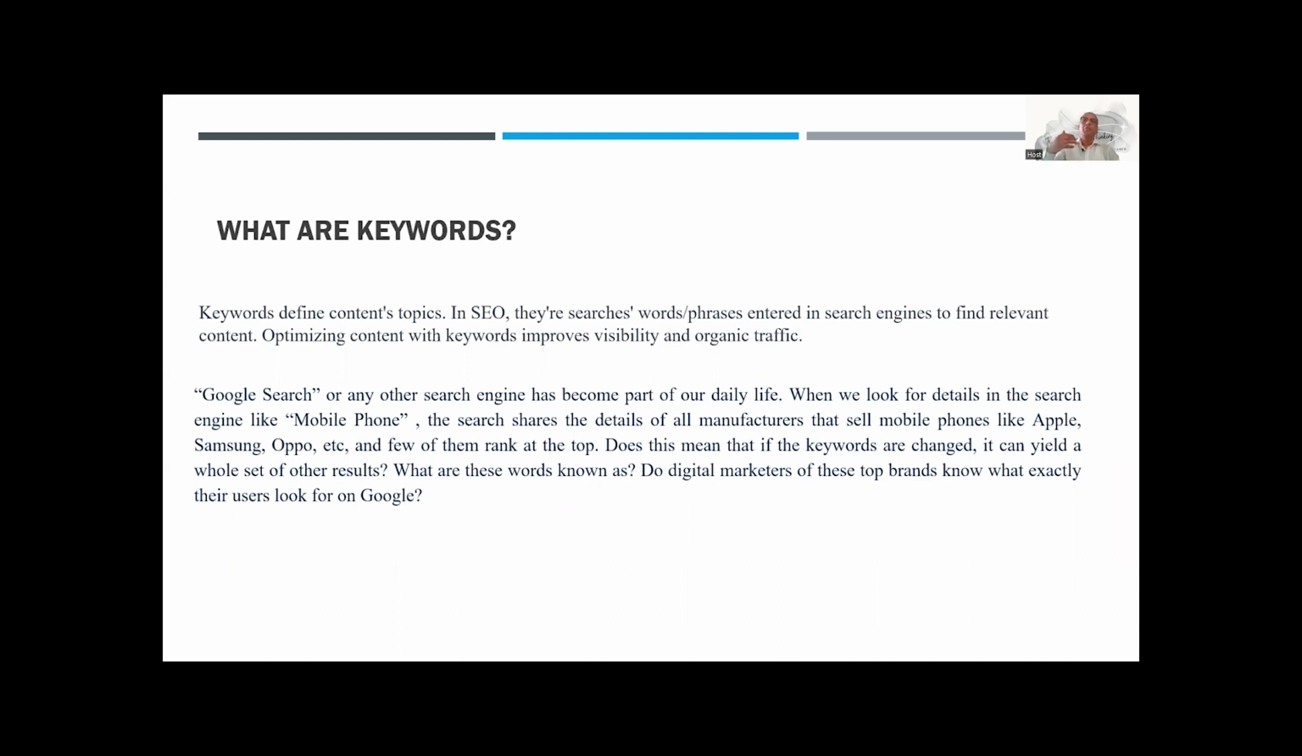Now say I am expecting to search for something related to mobile phone. Say I have mentioned mobile phone or smartphone. Then all the websites or all the vendors who are related to the manufacturing of smartphones will come up as part of the end result of our search. So that is the keyword which we are actually using in the search engine.